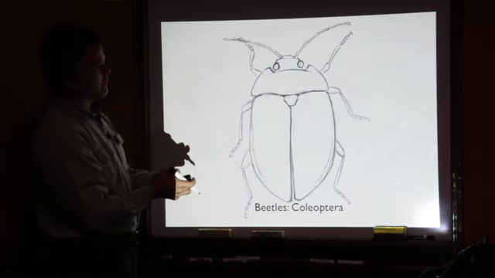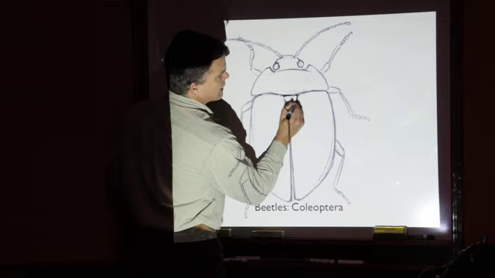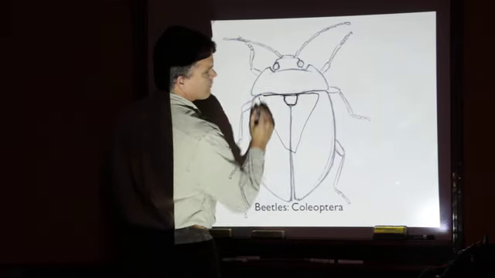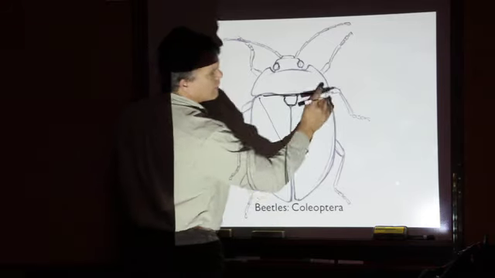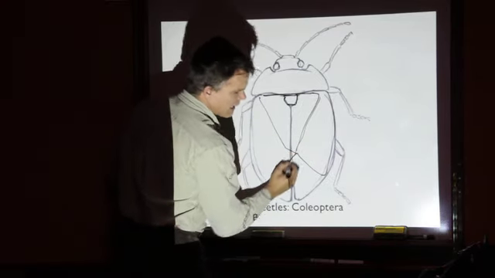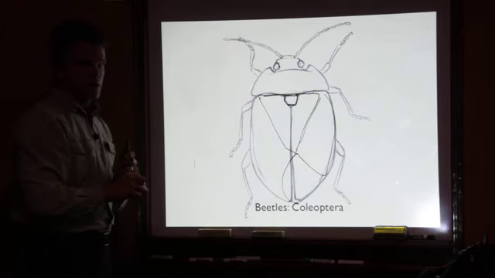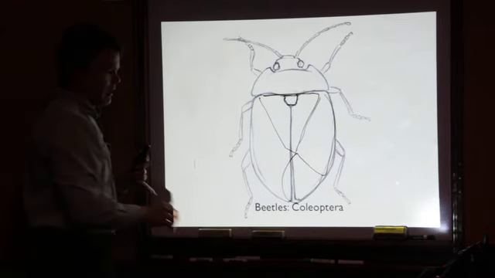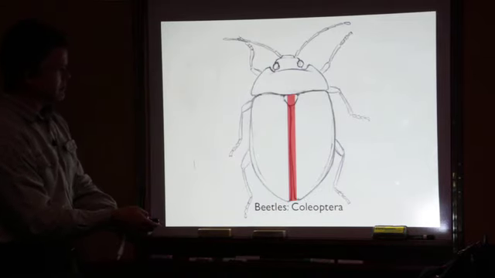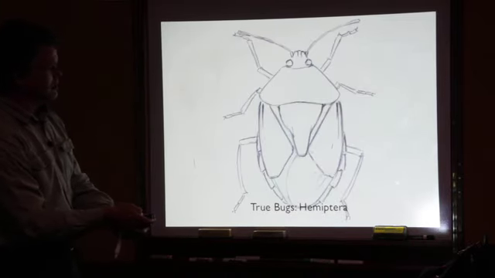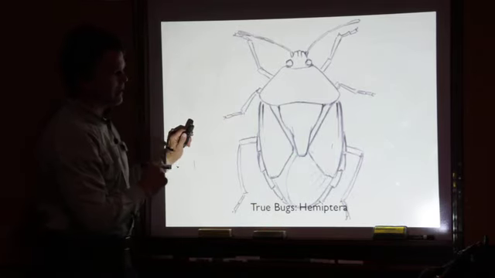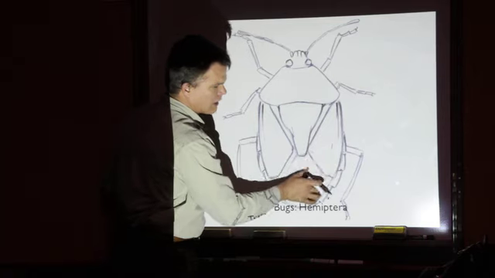Let me go back to this beetle here for a second. You see this little tab here right between those wings? If you took that and made that really big, and then on the wing cover had half of that being hard for protection and half of that being a membrane, you'd have a bug on your hands. So that change is what gives us a bug. So here's that large triangular piece on the back, the wing being half hard, half membrane.